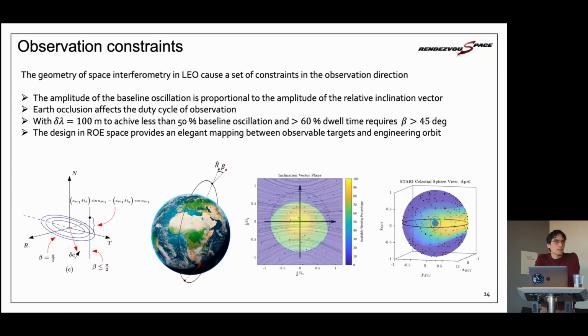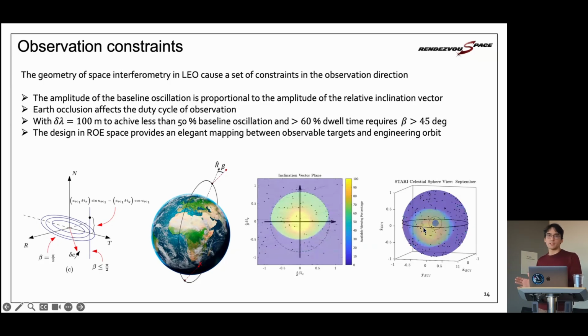One of the most interesting aspects of this design is that it allows an easy mapping between the formation design and the inertial direction of observations. In particular, we can see how this envelope of possible values for the relative inclination plane, each of those corresponds to a different formation design and different configurations of the formation. We can see how this envelope is mapped in the inertial sky in the plot here on the right.